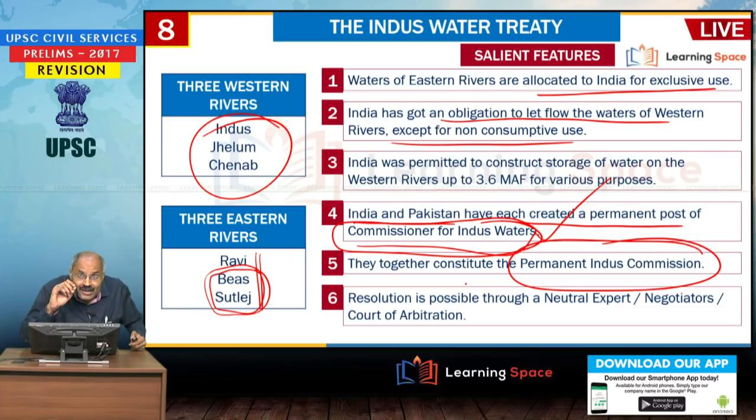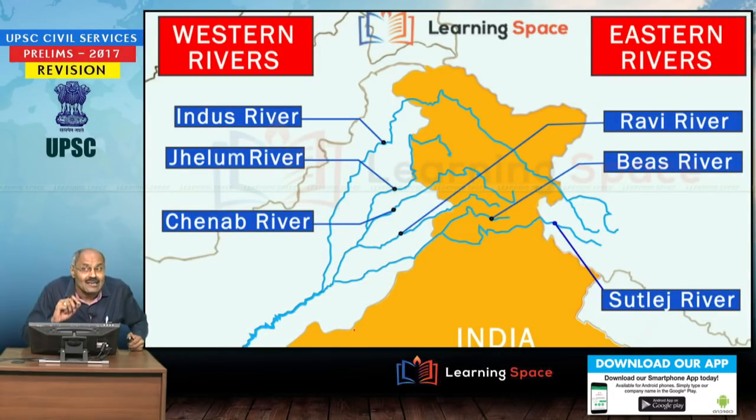And here another important aspect is the neutral expert. If any problem is there, that can be referred to a neutral expert or to the court of arbitration. So, do not forget these things, and here Ravi, Beas, Satluj are for Indian use, Indus, Jhelum, Chenab are for the use of Pakistan, and only non-consumptive use is allowed. That means run of the river projects can be allowed, but Pakistan is making objections to run of the river projects also, and certain things are very important from an examination perspective.